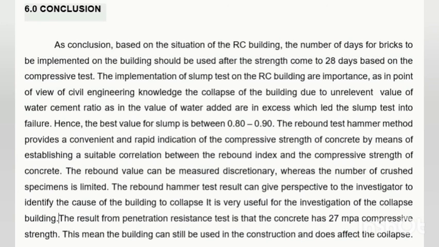The rebound hammer method provides a convenient and rapid indication of the compressive strength of concrete by means of establishing a suitable correlation between the rebound index and the compressive strength of the concrete. The rebound value can be measured at discretion whereas the number of crushed specimens is limited. Then the rebound hammer test result can give perspective to the investigator to identify the cause of the building collapse, and it is very useful for the investigation of the collapsed building.